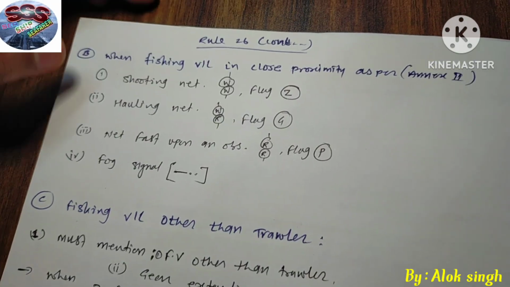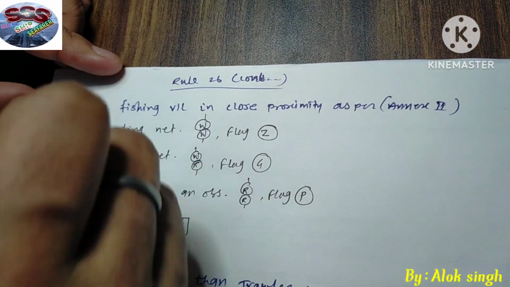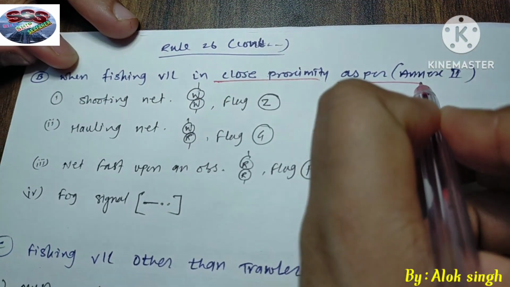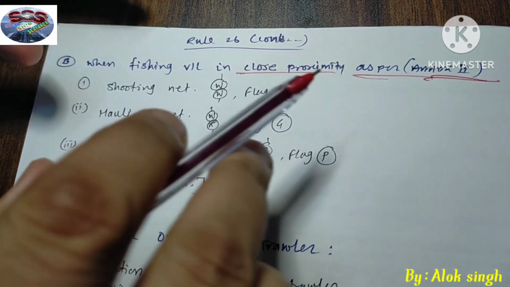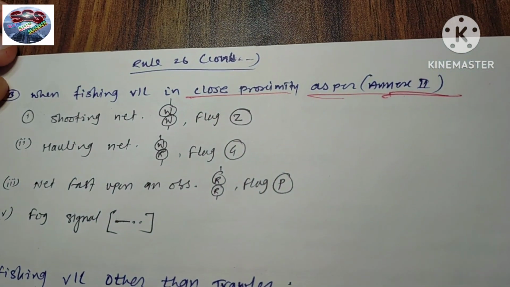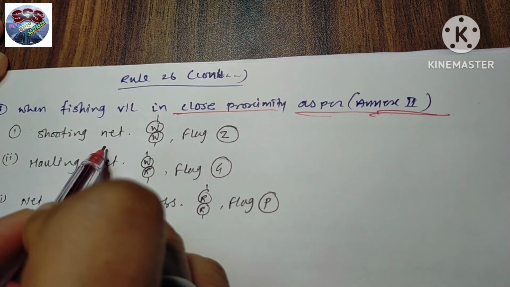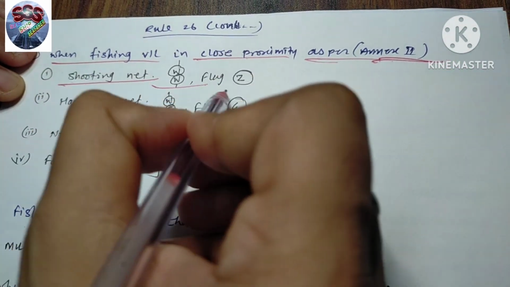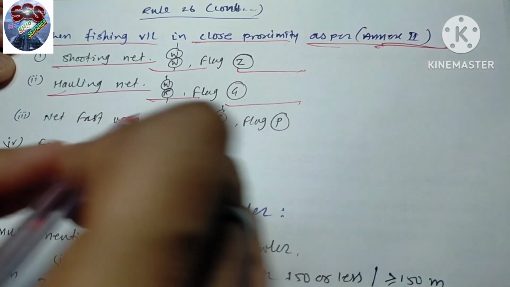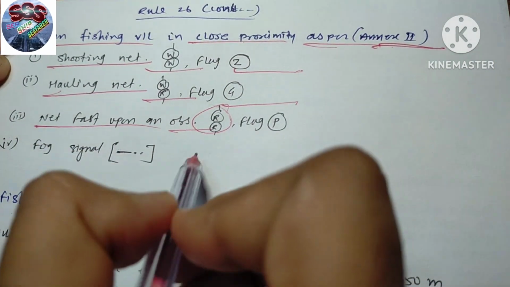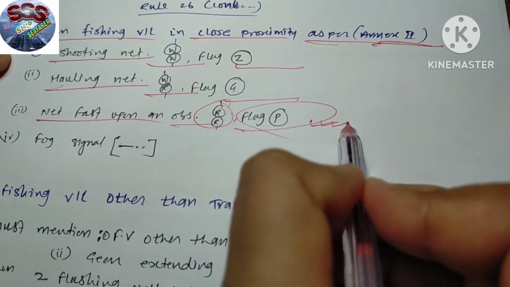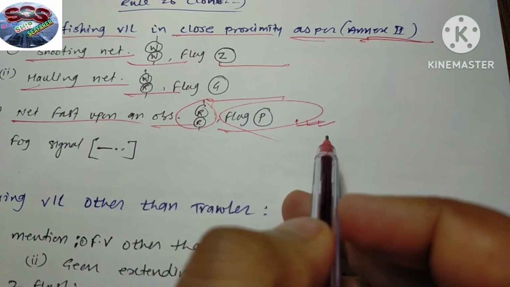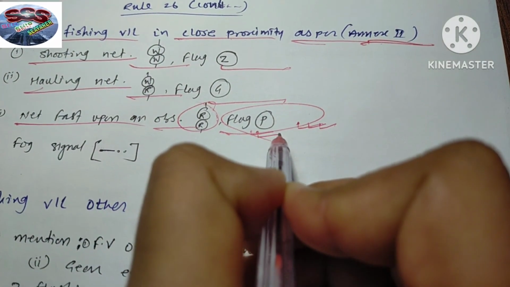And in the other condition, fishing vessel, this one also we have to highlight, because it is fishing in close proximity as per Annex 2. This is only possible with a trawler, not with a fishing vessel other than trawler, because this is a part of trawler. So when the fishing vessel is in close proximity, either shooting net, meaning two lights, flag Z; hauling net, white over red, flag G; net fast upon obstruction, red over red, two red lights in a vertical line, flag P. In the card, flag P is not mentioned, and I'm also not sure whether we have to mention this P or not. But in the card, if you see the Dark Publications card, flag P is not written.